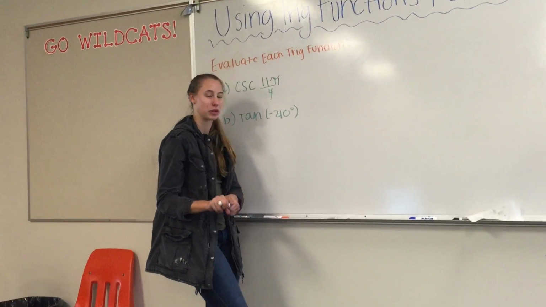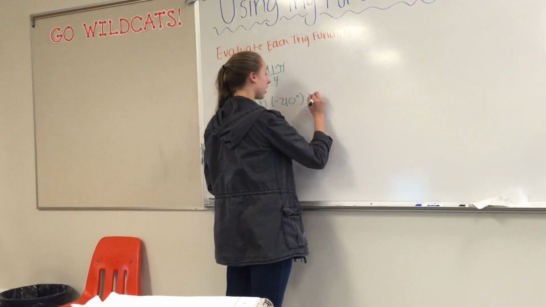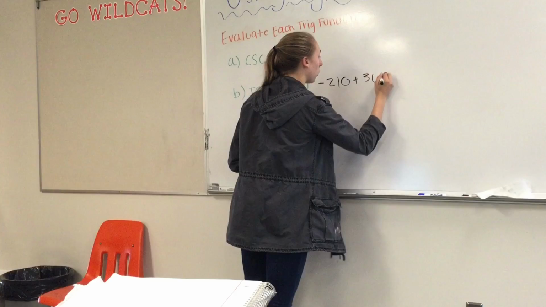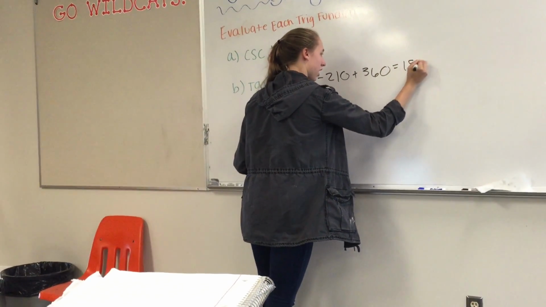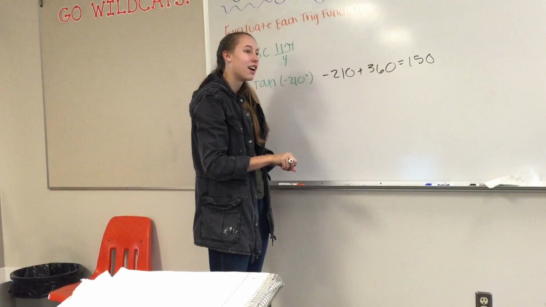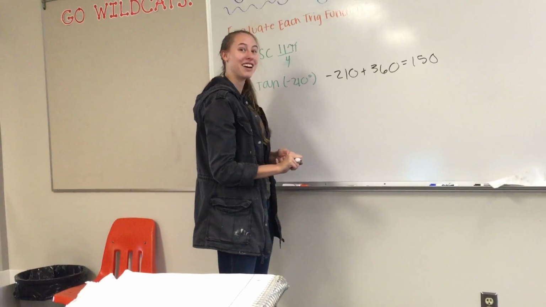Do I have any volunteers to come up and do B? I will. The first step is to find the coterminal angle. To do this, you need to add 360 to negative 210, which equals 150. The next step is to find the reference angle.